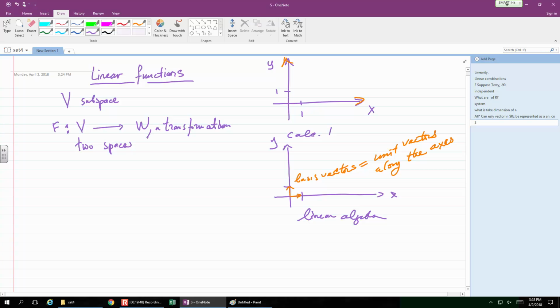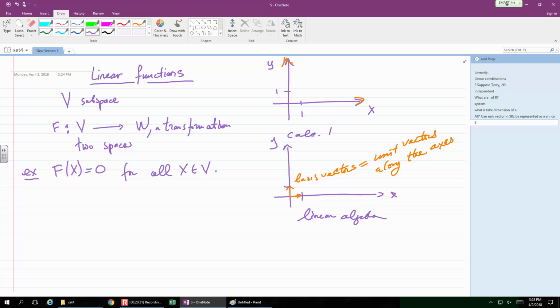And it can be described without invoking the basis. For example, f of x is equal to 0. That is the simplest linear function. The simplest one is simply all values are equal to 0. Okay, that's a function for you.